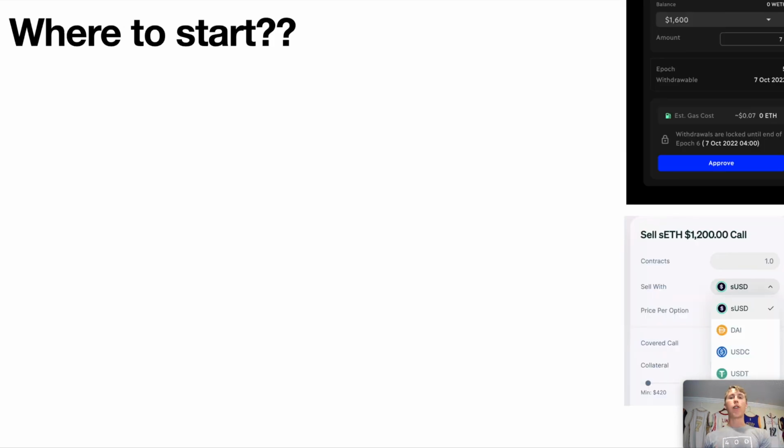Okay, so we have all that jargon. Now, where do we start? Well, if you could see here, Lyra Finance allows you to deposit stablecoins, and Dopex also does stablecoins, but it allows you to do Ethereum if you're selling the covered calls. These are in the SSOVs. I'll do a full demo on the actual platforms itself so you guys can understand them better.